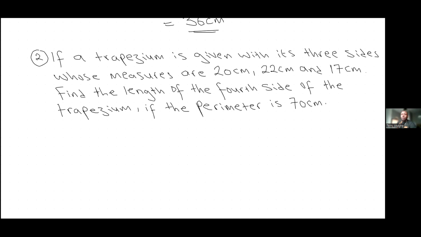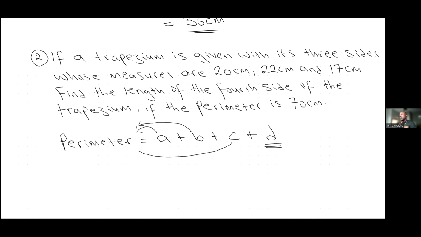70 centimeters. So we already know that the perimeter is equal to A plus B plus C plus D. So it's equal to the sum of the four sides. So if you're looking for one of the sides, that means you're going to take the other three to the other side. So let's assume the fourth side is D. So we're going to take A, B, and C to the other side.